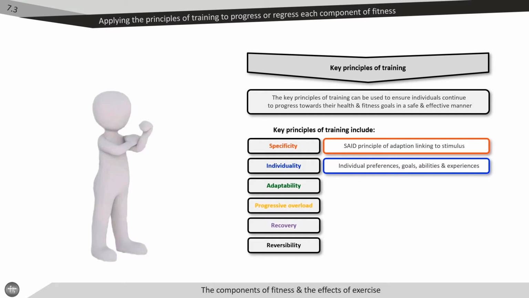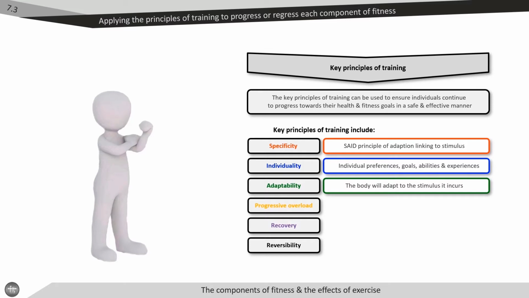For example, two clients may be the same height and weight and have the same goals to lose fat mass. However, both will have to be programmed differently, as there may be many individual factors which will make programming different, such as the somatotype and body composition of the individual. Also, individuals respond differently to the training stimulus. This brings in the next key principle of training, which is adaptability.